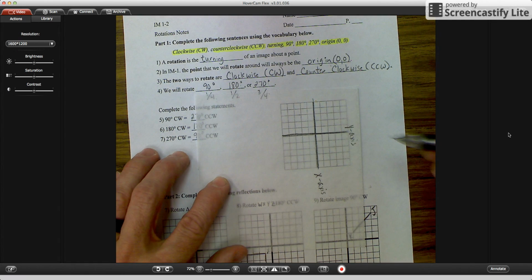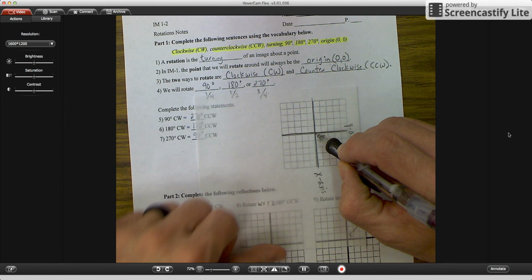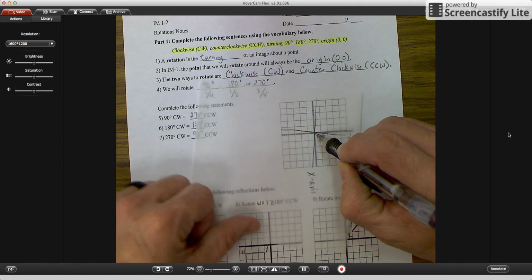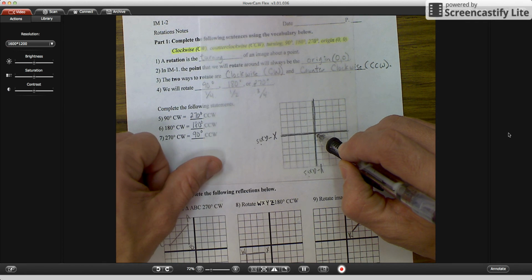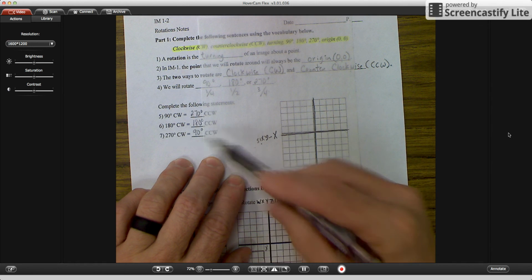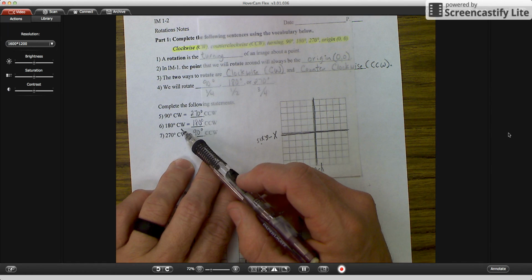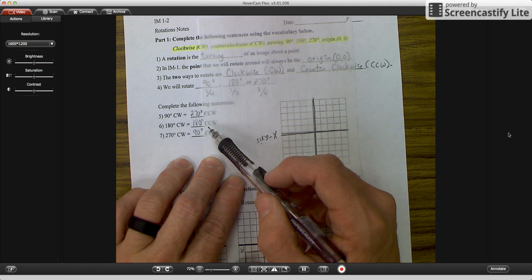Okay? Now what I want you to do, put your pencil back on the origin, and rotate it another 90 degrees. So now we've done two 90-degree turns, and two 90-degree turns, when you add them together, make 180 degrees. So we've gone 180 degrees clockwise. We've also gone 180 degrees counterclockwise.